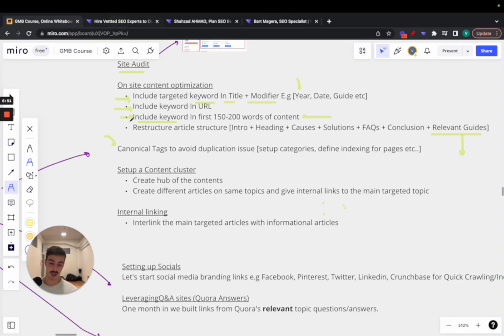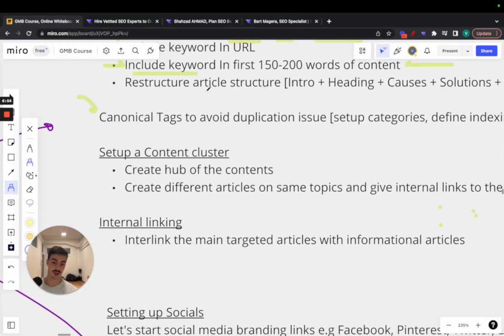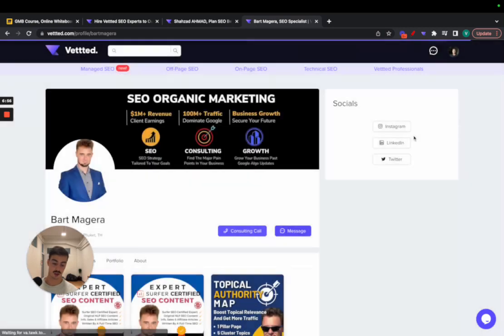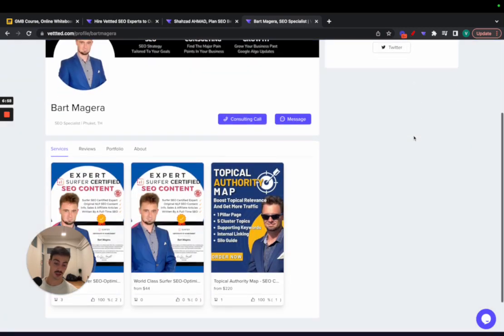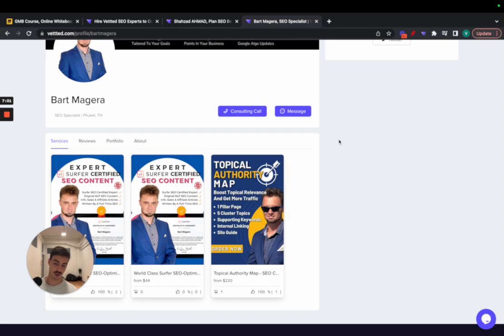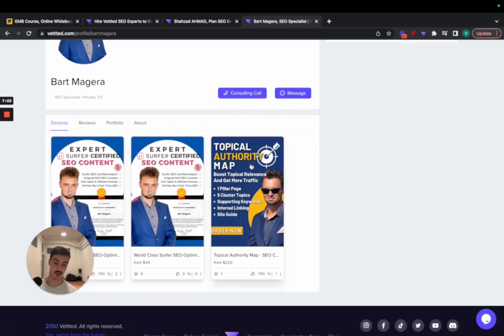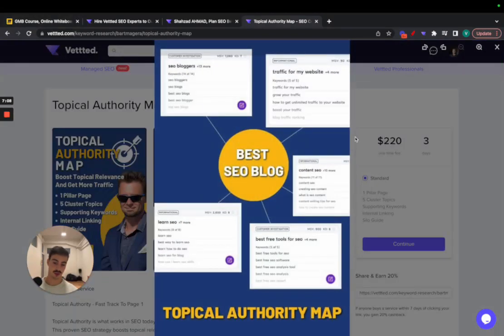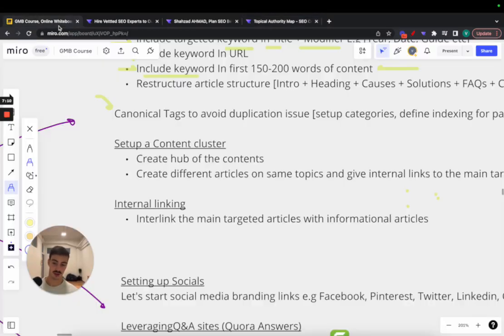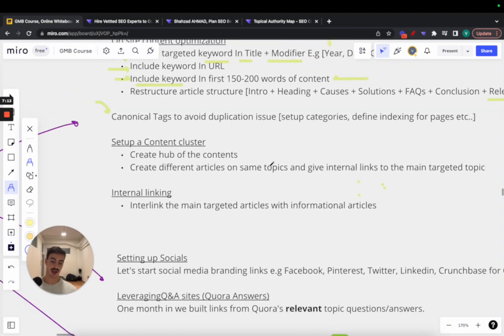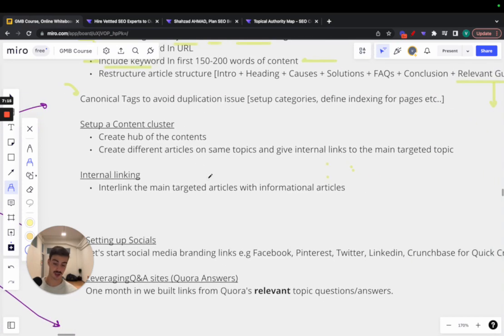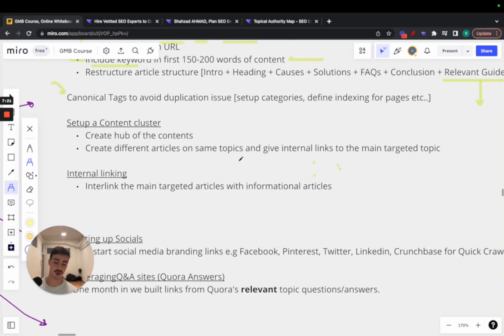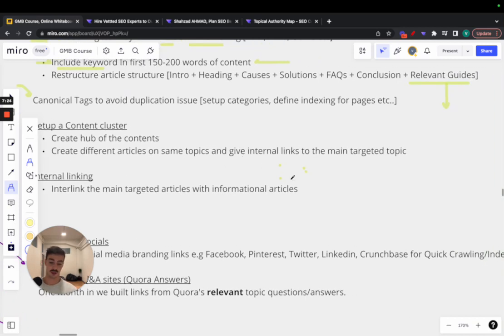Now then, setting up content clusters. This is quite interesting, and this is something that Bart talks a lot about and has a service on as well. If you have any questions about this, you can, of course, schedule a consulting call with him or invest in his service right here. It's essentially what he has in a schematic right here. It's creating a hub for all your content. It's the process of creating different articles on the same topics and then interlinking all of them together, right? Not a link wheel, but a proper interlinking strategy.